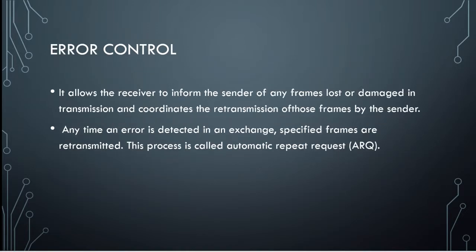Error control. It allows the receiver to inform the sender of any frames lost or damaged in transmission, and coordinates the retransmission. Anytime an error is detected in an exchange, specified frames are retransmitted. This process is called automatic repeat request, ARQ.